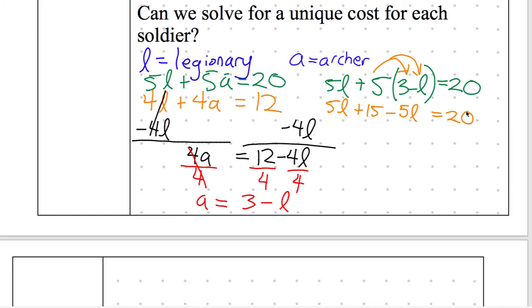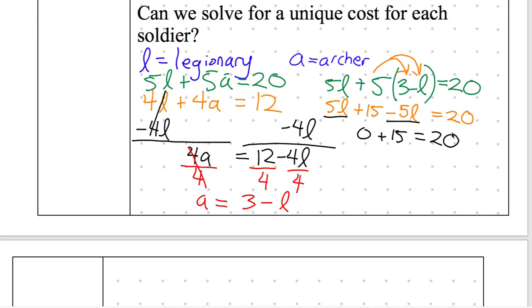Combine like terms. Who can do that for me? I'm looking for cards still. I'm still going to call on people that don't have cards if I can't find anyone else. Yeah, go for it, Jose. Did you put 5L and negative 5L together? Yeah, 5L and this negative 5L. When I combine those two, I get 0. Okay, so now I have 0 plus 15 is equal to 20. Huh. That's as far as I can go.